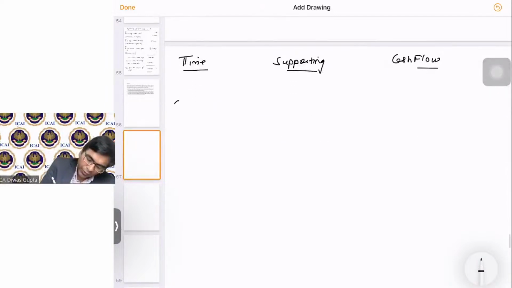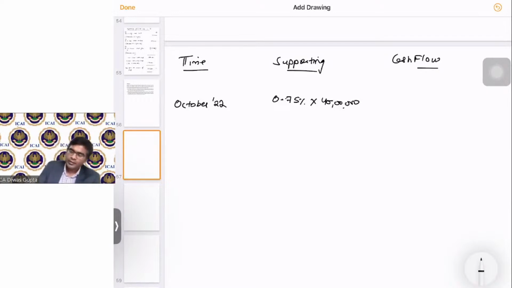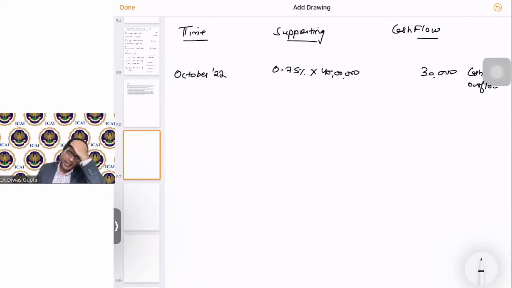First of all, in October 2012, the premium would be paid. How much is the premium? 0.75% for 40 lakhs, which is the notional amount. 30,000 cash outflow, right? Because the textile manufacturer has to spend 30,000 as cash outflow in the form of premium.